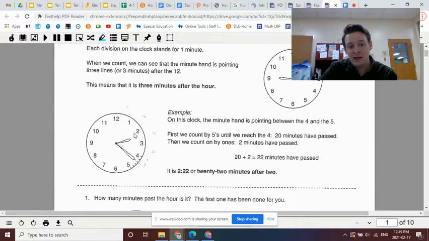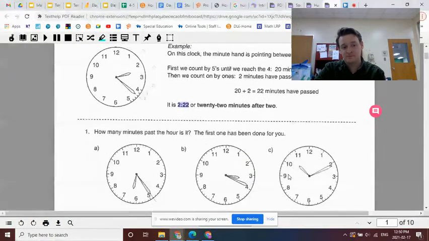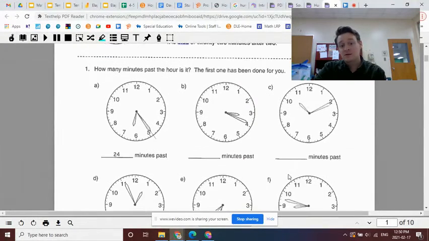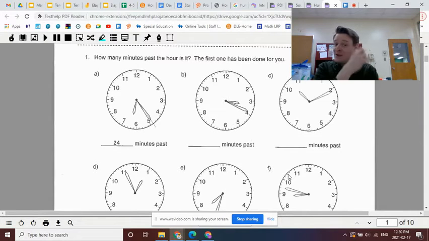And if we look at the hour hand, we see the hour hand is past 2. So we could say it's 22 minutes after 2. Or we might write it digitally and say it's 2:22. So on this page, how many minutes past the hour it is, it just wants you to read the minute hand. First one's done for you, so let's look at the second one before we move on.